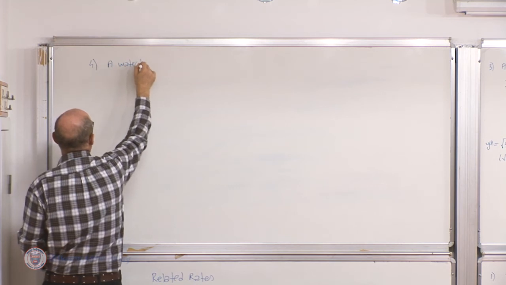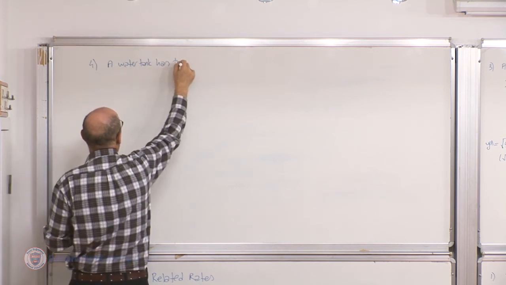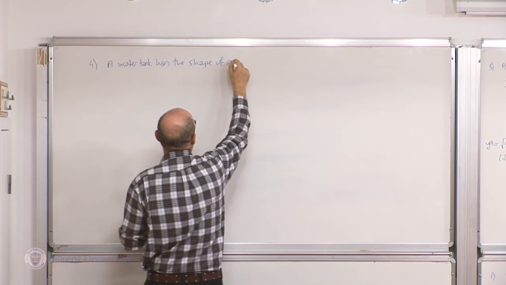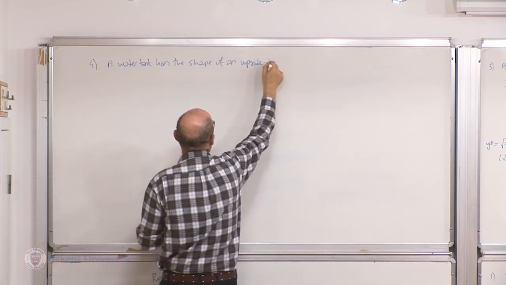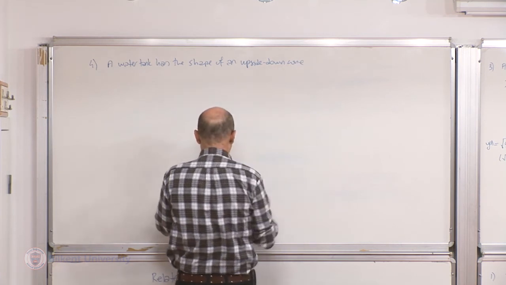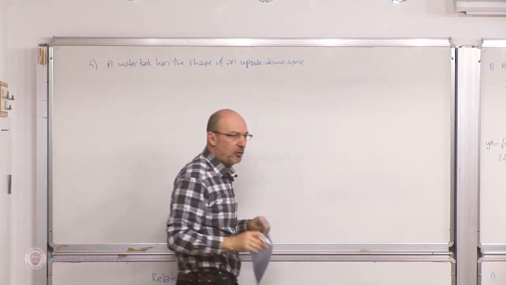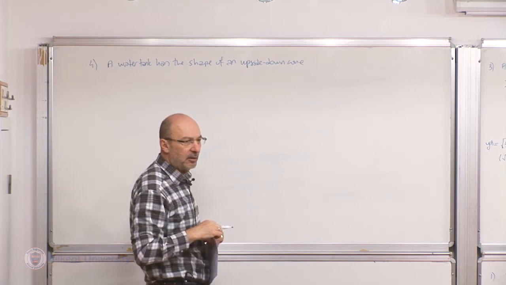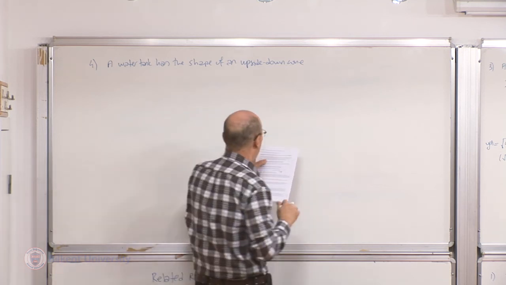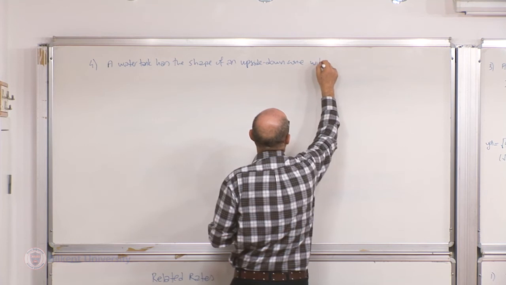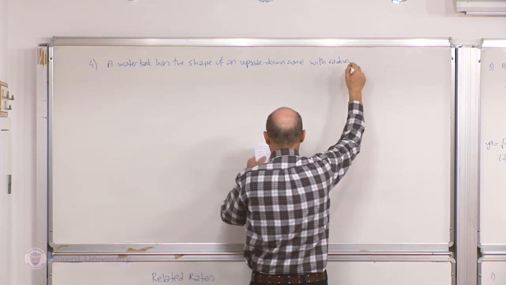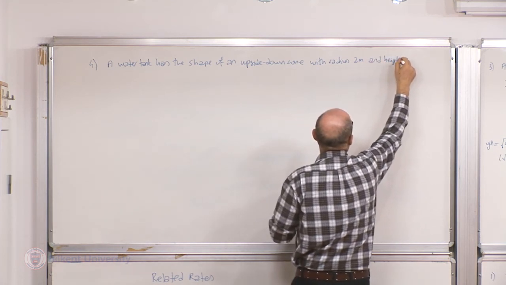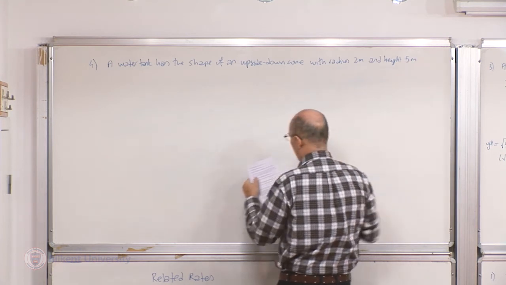A water tank has the shape of an upside-down cone. Now we have to give the dimensions of the cone. This is going to be crucial in finding the relation between height and radius of the water cone. With radius 2 meters and height 5 meters.